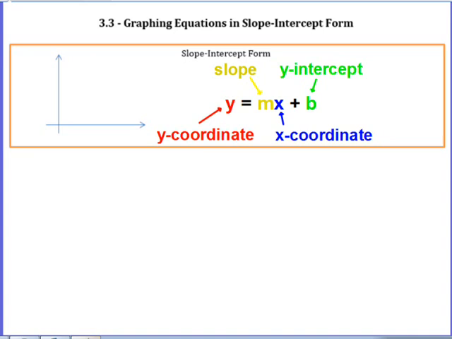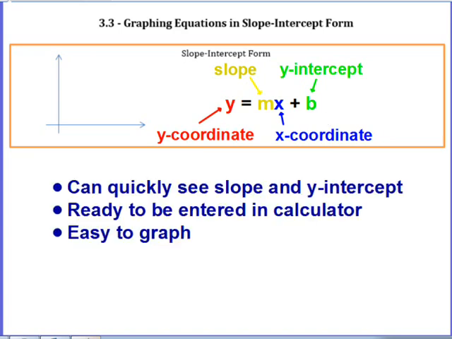M is the slope and b is the y-intercept. So we've already learned how to find slope and we've already learned how to find y-intercept. So when we write an equation, we're going to put y equals the slope times x plus whatever the y-intercept is. Right? And there's lots of different forms of equations. We are going to look at slope-intercept form and slope-intercept form only, because for us it's the most useful. We can quickly see the slope and the y-intercept.